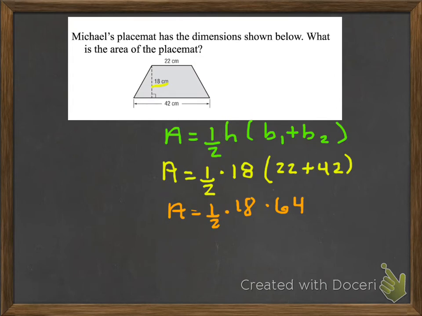Now you're going to just go ahead and multiply that out. So you can cross simplify the 2 and the 18 here, just to make your life a little easier. So then your final answer is going to be whatever 9 times 64 is.